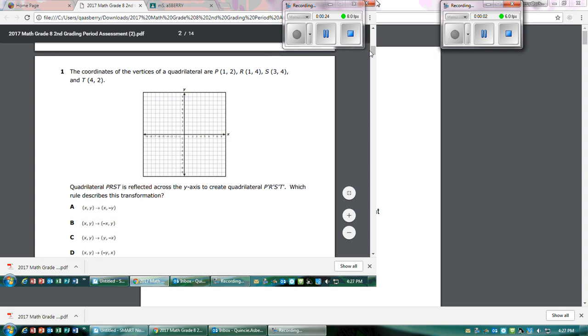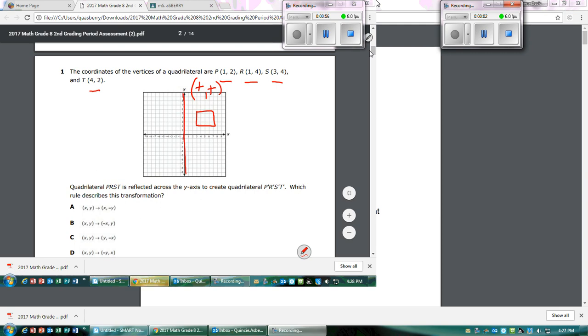Number one says the coordinates of vertices of quadrilateral PRST are P(1,2), R(1,4), S(3,4), and T(4,2). Quadrilateral PRST is reflected across the y-axis to create quadrilateral P'R'S'T'. Which rule describes the transformation? So we know if we plot these coordinates, they are in this quadrant, because it's the positive quadrant and all of them are positive. It's going to be reflecting across your y-axis.